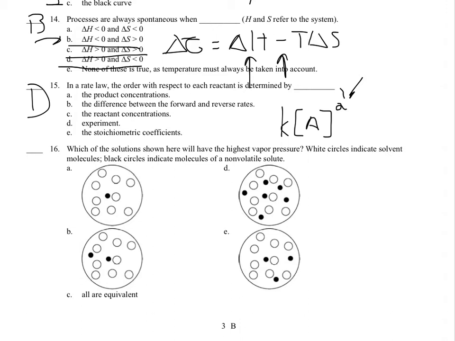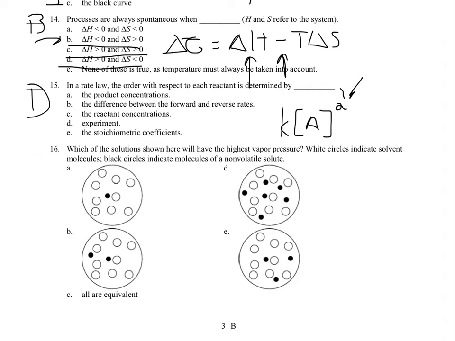Okay? It's determined by experiment. It's not just one concentration, so it's not A. We're not looking at forward and reverse. I haven't really talked about that yet in class. Again, it's not reactant concentration. So A and C, it's not just the concentrations. And E, the stoichiometric coefficients don't matter when we're determining order, only when we're looking at relative rate.